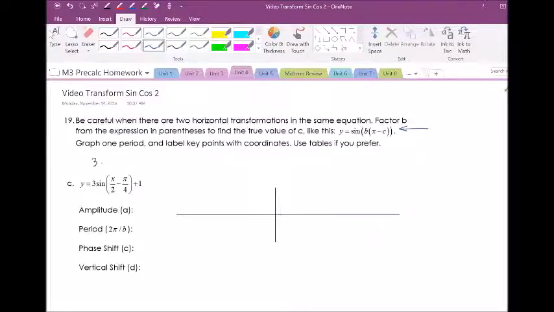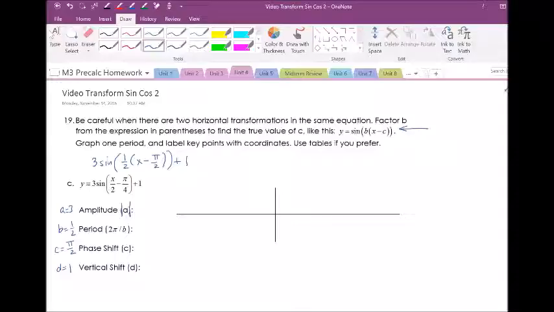So I am going to factor a 1/2 out of those parentheses. That's really a 1/2 x. And again, if you imagine distributing this back together, 1/2 times x gives me the x over 2, and 1/2 times pi over 2 gives me the pi over 4 that's in the original problem. So this means that a equals 3, b equals 1/2, c equals positive pi over 2, because that's x minus c, and d equals 1.